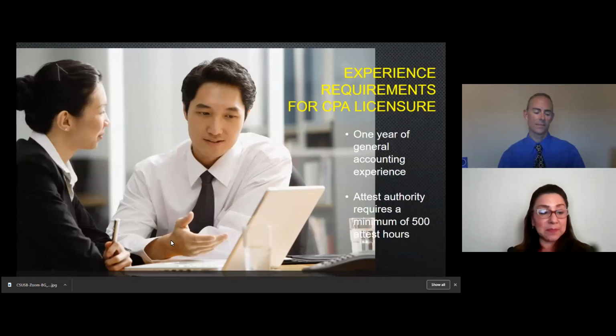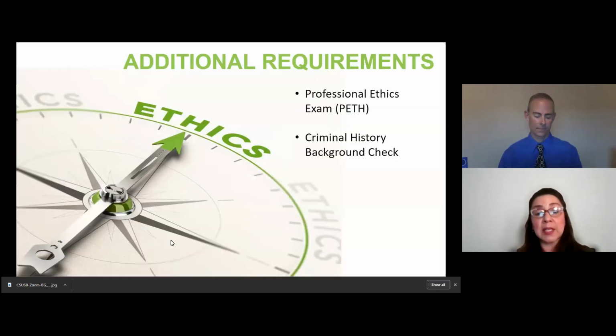There are a couple of other items that you must satisfy in order to obtain licensure. Completion of the California-specific Professional Ethics Examination, or PET, administered online by the California Society of CPAs, otherwise known as CalCPA. Upon successful completion of the PET, CalCPA will send your score to the CPA electronically. Your test results for the PET exam are valid for 2 years. If your application is not submitted within 24 months, you will have to take it again.